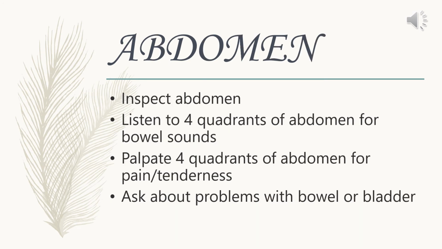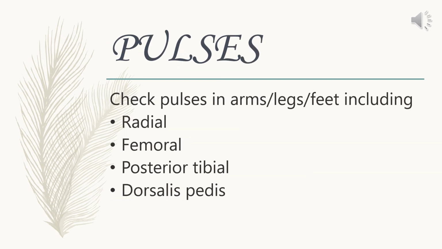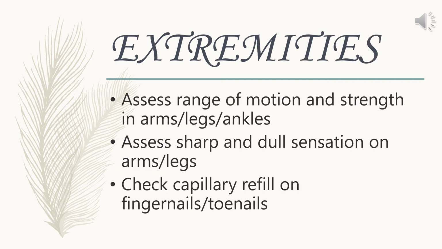Now we will talk about the abdomen. First, inspect the abdomen. Listen to the 4 quadrants of abdomen for bowel sounds and palpate it further to check is there any pain or tenderness. Ask the patient about the problems with bowel or blood. Next is the pulse. You have to check the pulse in arms, legs, feet, including the radial, femoral, posterior tibial, and the dorsalis pedis.